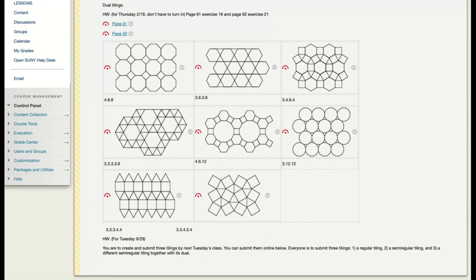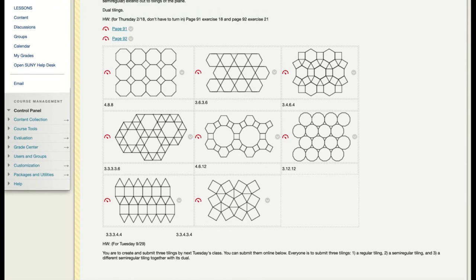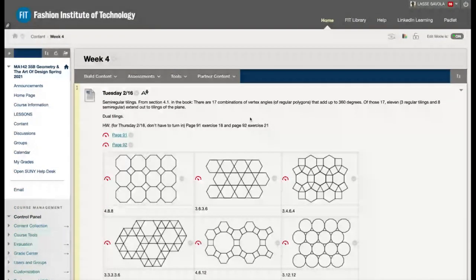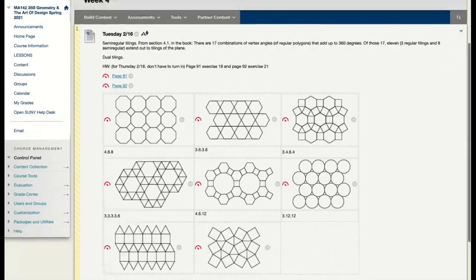The 5, 5, 8 was 108 plus 108 plus 144. That comes out to 360, but it just doesn't work out. Then it turns out that there are 17 candidates, of which 11 work out. So 5, 5, 10 is one of those 6 that don't work out. You can read the book for more info on that. In fact, I even say that here. There are 17 combinations that add up to 360. Of those, 11 extend out to tilings of the plane.